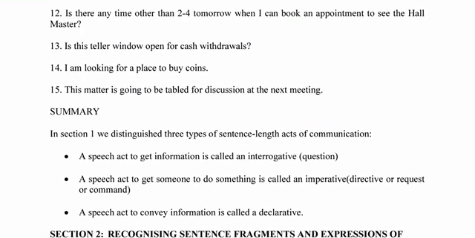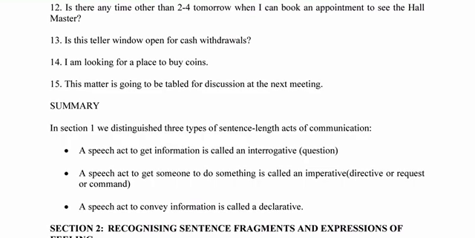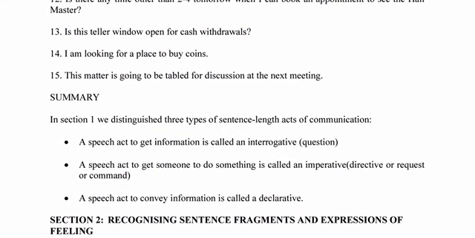Imperative. This matter is going to be tabled for discussion at the next meeting. A declarative. I want them to know that this meeting has been deferred or postponed to next time. So I want them to come next time. Sorry, I want them to do something. Polite directive. Sorry, that means imperative. Imperative. 15 is an imperative.